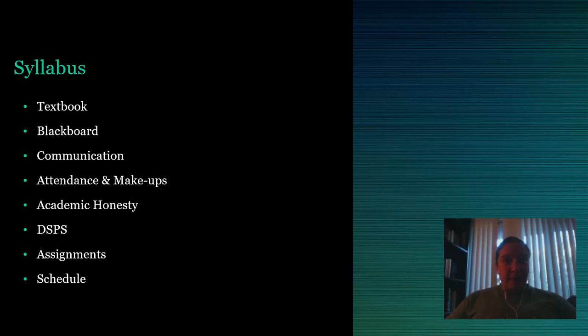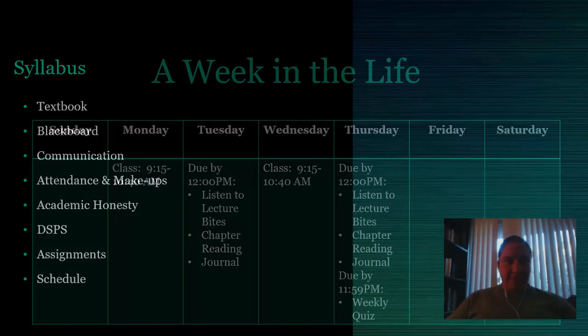Communication for this class is primarily online through email or discussion boards, or if you come onto campus, I am more than happy to speak with you in person. Just let me know so we can make an appointment. Your syllabus also contains the standard information about attendance and makeups, academic honesty, disabled students accommodations that we can make, the full list of assignments, and our schedule for the class. It's the most useful document in the entire course. You can either download it or view it directly through your web browser, whichever one is more convenient to you.